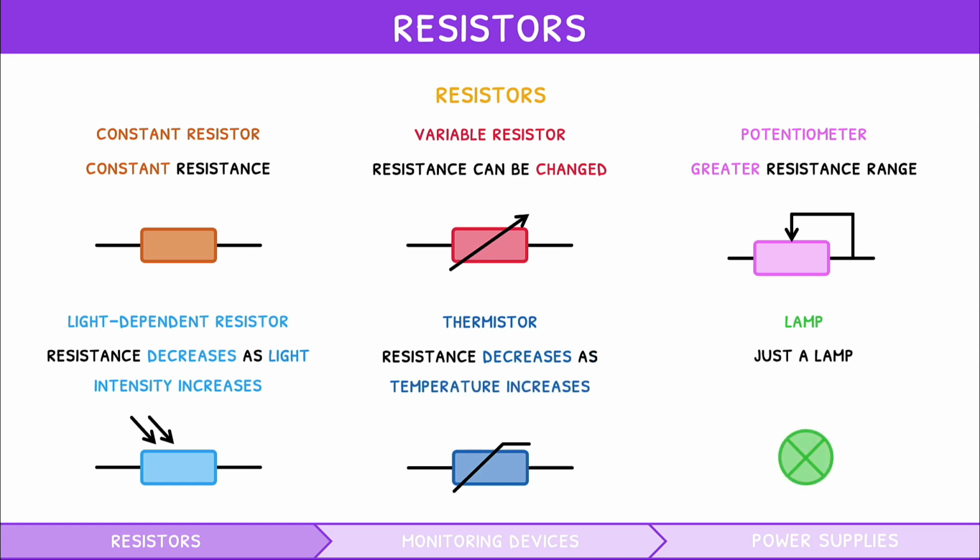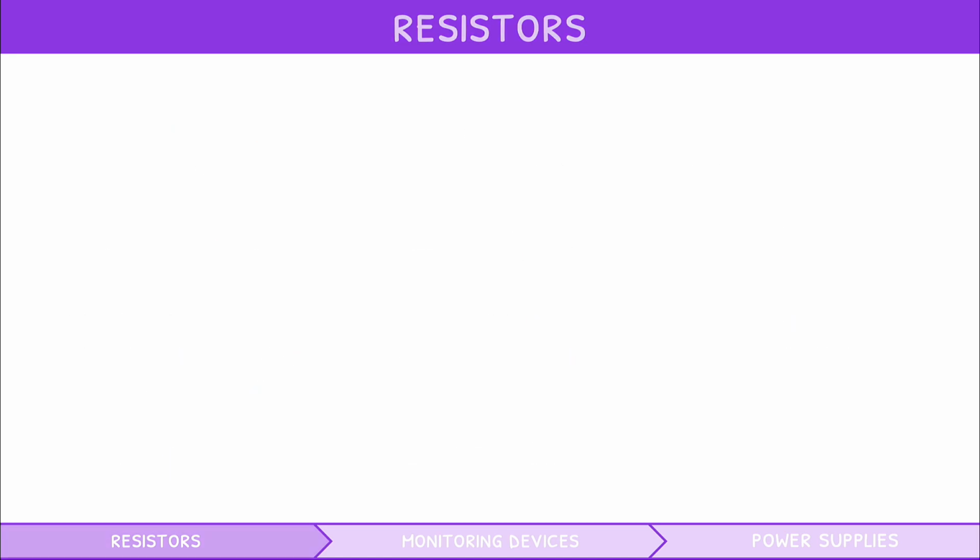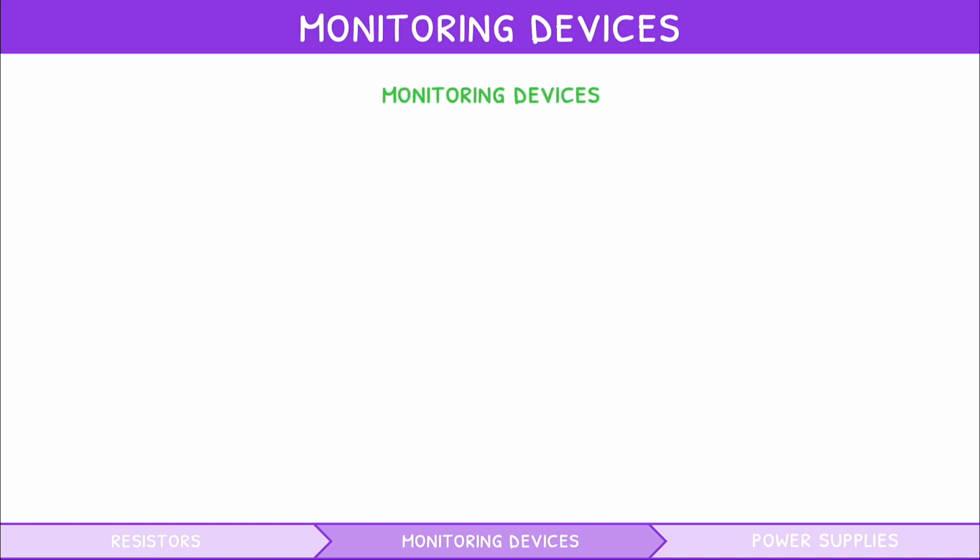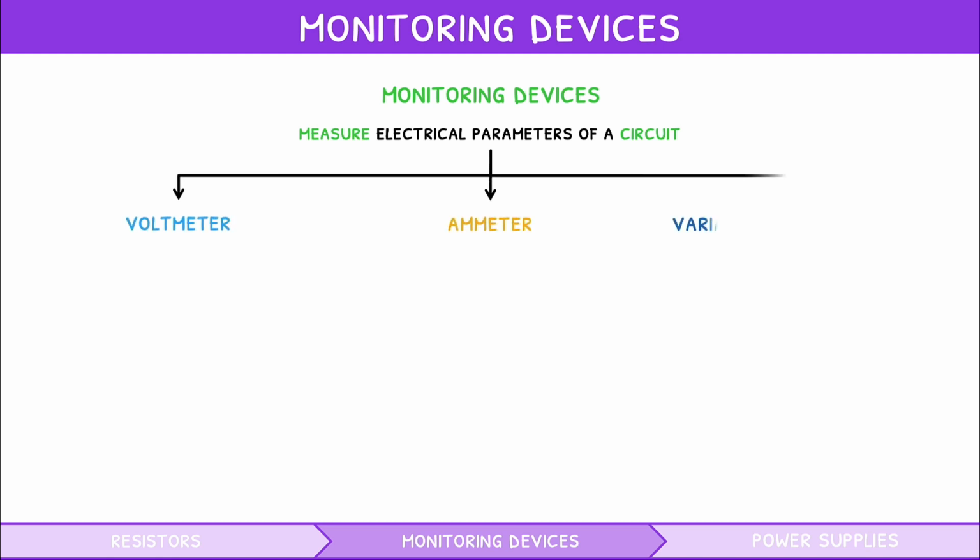In your IB Physics exam, you are expected to calculate the voltage drop and current associated with these resistors, as covered in our previous video. However, in certain arrangements, some of these can also be used as monitoring devices. Monitoring devices are used to measure electrical parameters of a circuit. The ones you are expected to know are voltmeters, ammeters, and variable potential dividers. Each have special requirements associated with them, so let's go through each one.